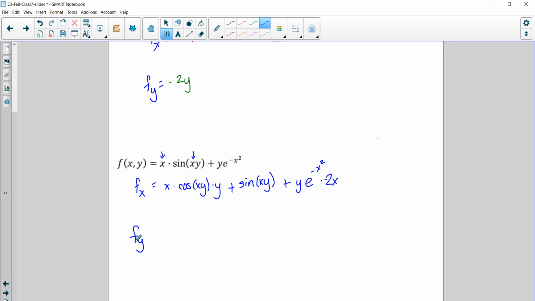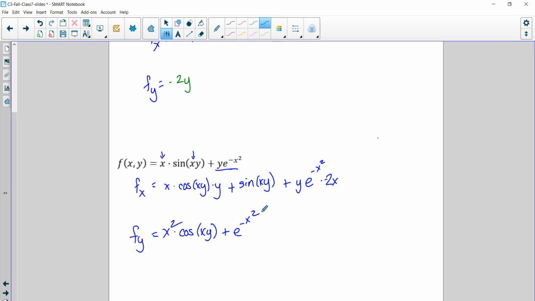Similarly, f sub y. Okay, now x is just constant, so the x is going to hang out front, and then I have to do the derivative of sine since y is inside, so cosine xy, and then I have to chain this, so I actually end up with another x, so I get x squared. And then lastly, if I'm taking the derivative of this last part here, y times e to the minus x squared, e to the minus x squared is constant times y, okay, it's just going to be the constant, e to the minus x squared.